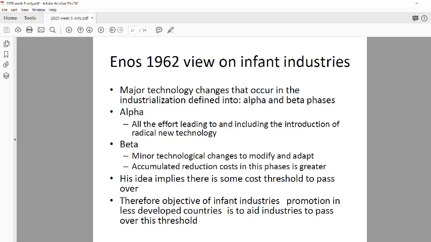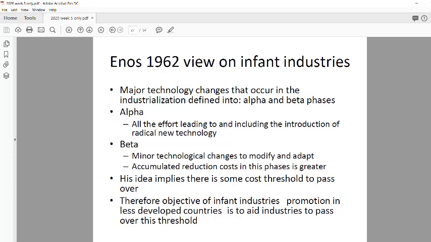Then we have another view. We have Enos's view of infant industries. And he refers to this as alpha phases and beta phases. You have major technological changes that occur in industrialization, where we have the alpha phases, which is all the efforts leading to and including the introduction of the new technology.